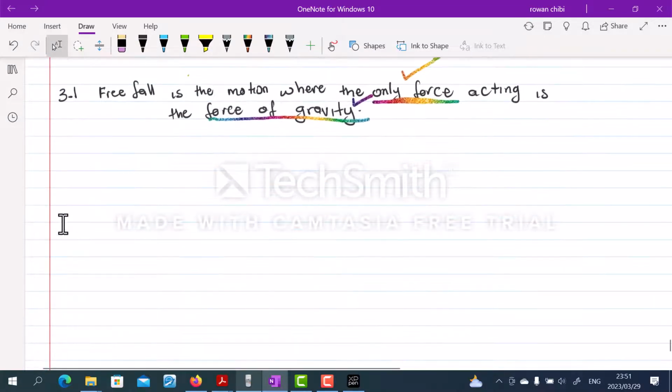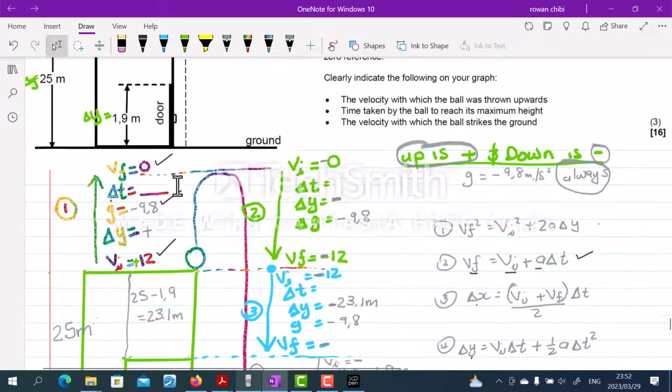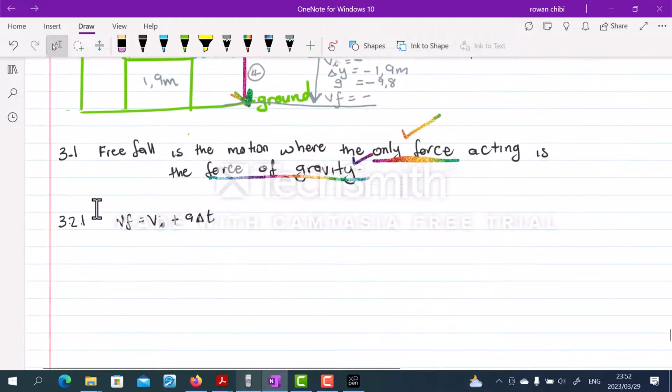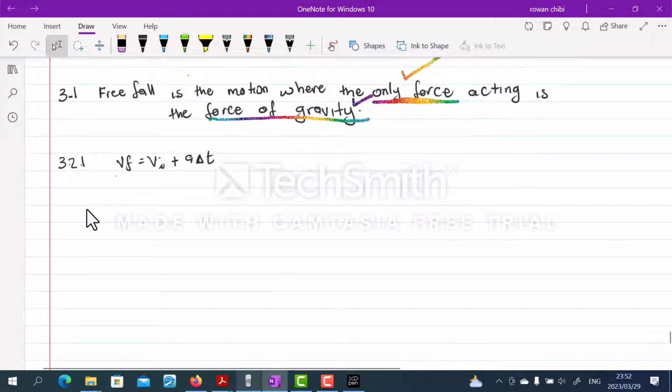So that is 3.2.1. v final is equal to v initial plus a delta t. So what is v final? v final is 0, v initial is positive 12. Then we said g is always negative 9,8, so we want delta t. In this case, this is 0.